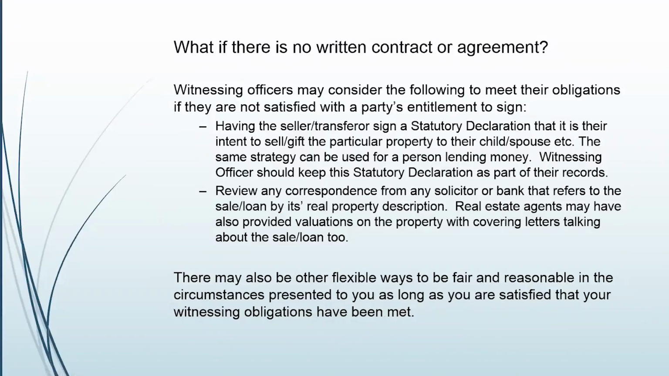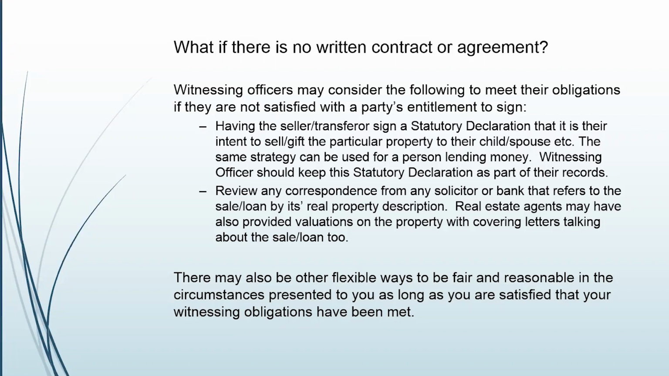Another problem that you may come across when dealing with a mortgage or even a transfer is lack of supporting evidence. No contract or agreements are sometimes put into effect if it's a gift between spouses or transferred for natural love and affection from a parent to a child or something like that. So how do you go about proving their entitlement to sign there?